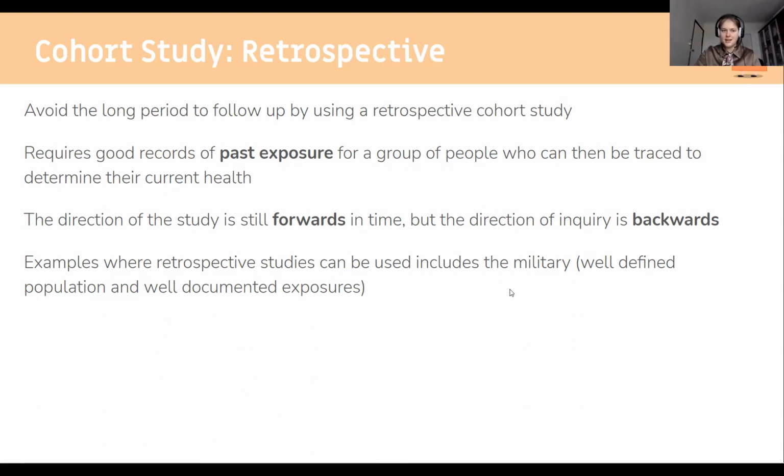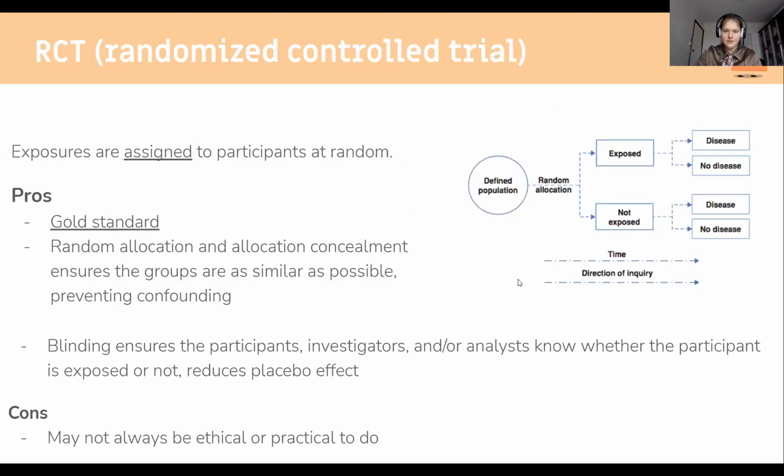All right, next one. RCT, this is your gold standard. If you ever asked, which one in ideal conditions would you like to do? RCT is the one you always choose, hands down. But the only problem with it is the ethics.